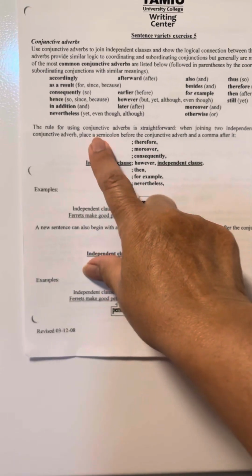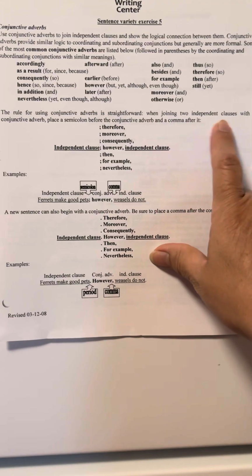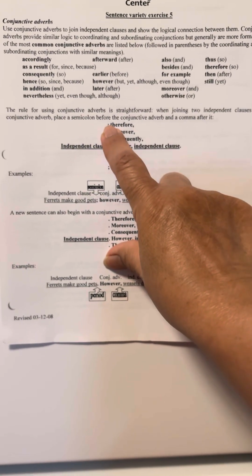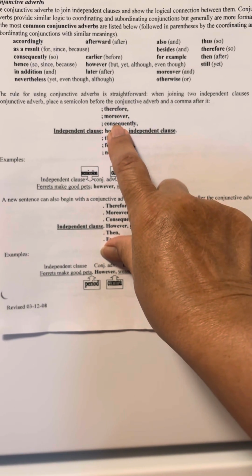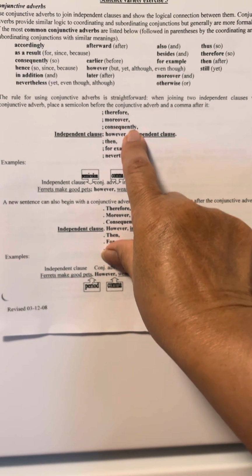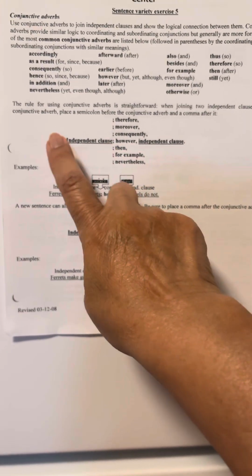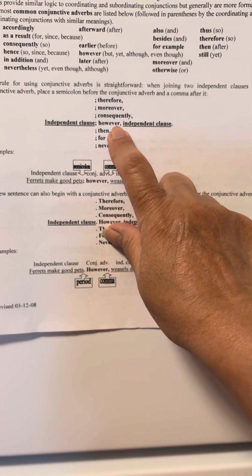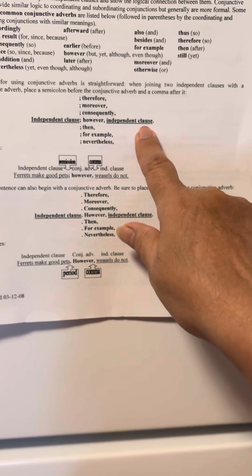Now, the rule for using conjunctive adverbs is pretty straightforward. When joining two independent clauses with a conjunctive adverb, place a semicolon, like this, before the conjunctive adverb and a comma after it. So you'll have an independent clause: I can help you, semicolon. However, comma, I cannot help you right now. It has to be an independent clause, so it's got to be a complete sentence.